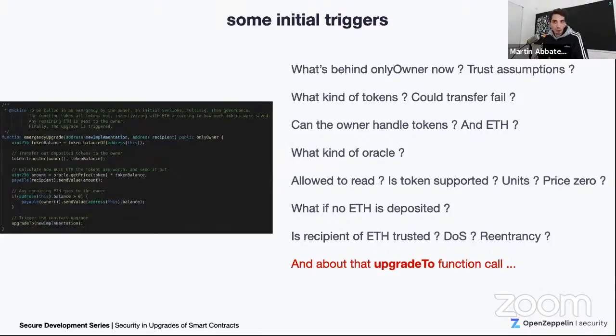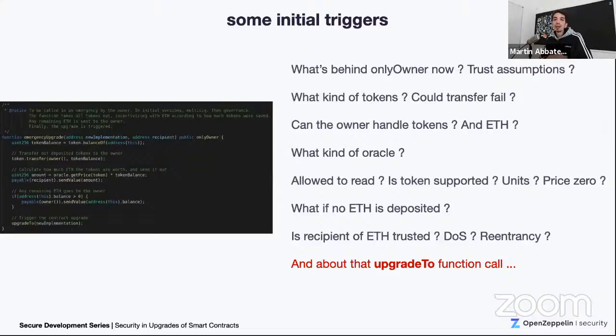Are we even allowed to read from that oracle? Is the token that we are creating supported in this oracle? What is the unit? I mean, there are many things around oracles, right? We saw that. What if we are kind of assuming that this contract has some ETH deposited, but what happens if there is no ETH deposited? Could this even fail or not? I mean, different ideas around that.